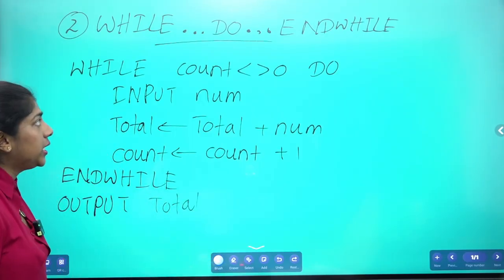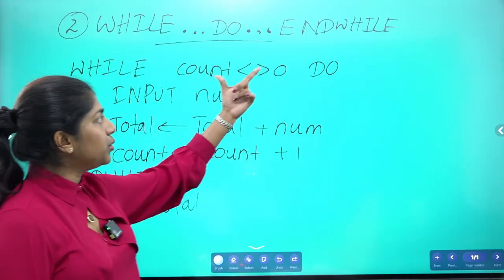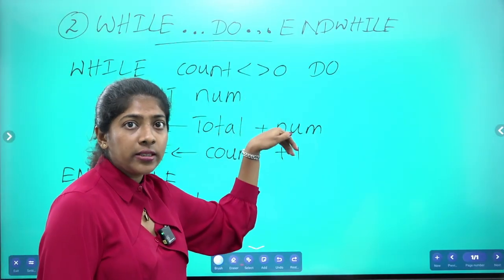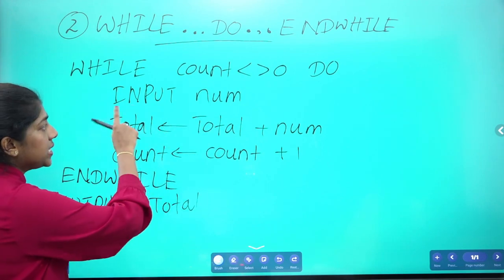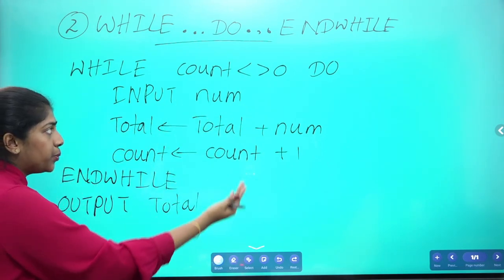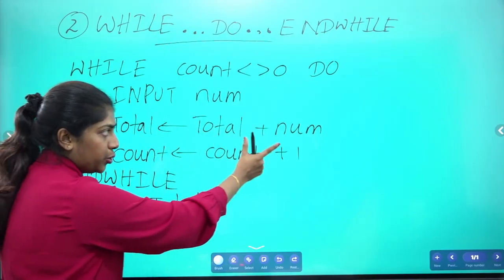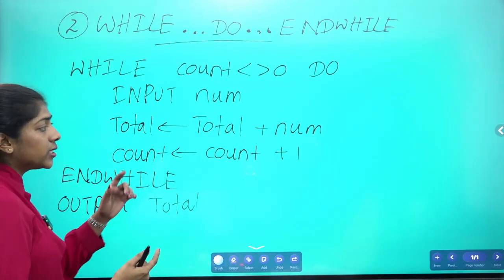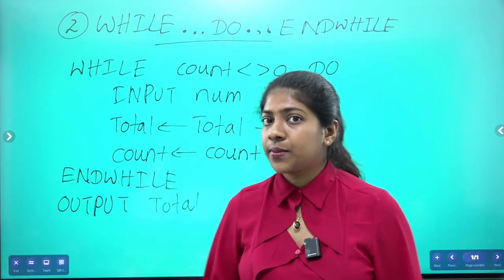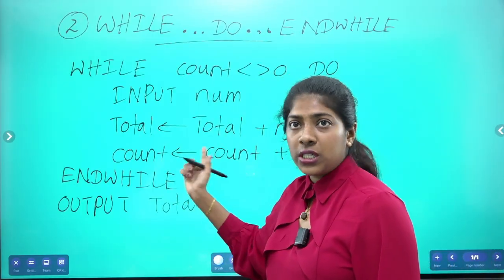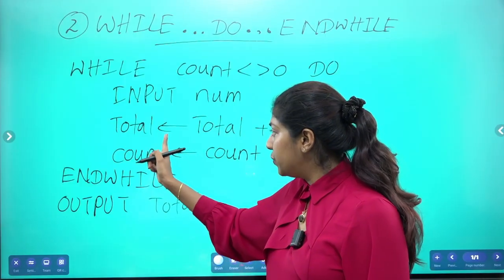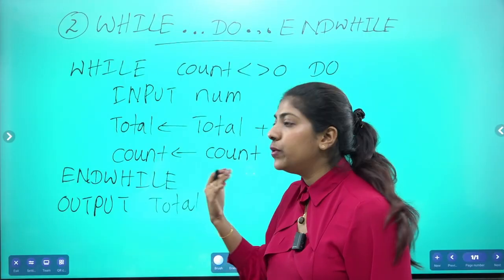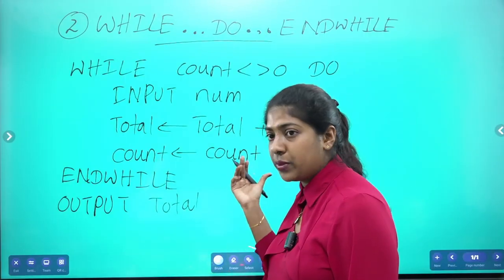So what is the meaning? Here it says while count not equal to 0, do, which means as long as count is not equal to 0, go inside the loop and perform these things. It asks us to input the number, and that input value is added to the running total, and then the count's value is increased. Count equals count plus 1. So if the count's value was 1, now it is 2. If it was 2, now it is 3, like that. The count's value will be increased by 1.